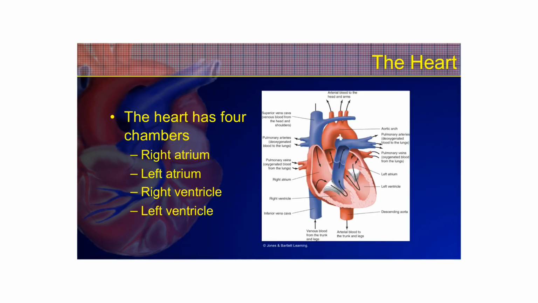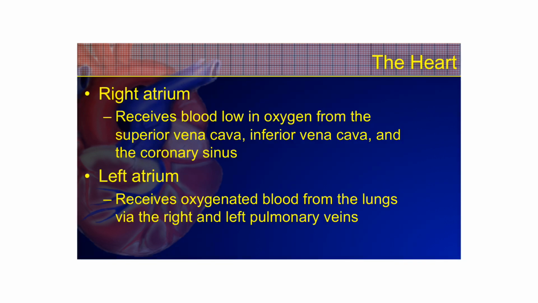All right, so here we have the heart. You should be pretty familiar with this image. The heart has 4 chambers. We know it has the right atrium, the left atrium, the right ventricle, and the left ventricle. And you should also know where each of those chambers pump its blood to. The right atrium actually receives blood, low in oxygen, from the superior and the inferior vena cava and the coronary sinus. So that right atrium receives the deoxygenated blood. The left atrium will receive freshly oxygenated blood from the lungs by way of the right and left pulmonary veins.